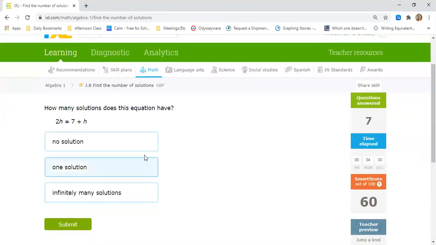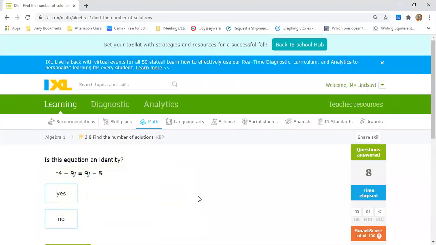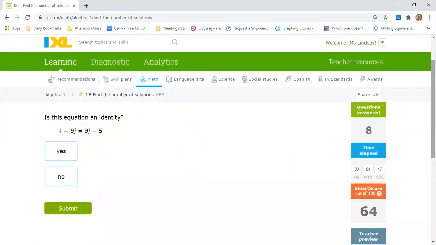Different number of h's on each side is going to end up being one solution. So if you get the hang of that one, it can go pretty fast because you're not actually solving the equations. So here I see 9j on both sides, but negative 4 and negative 5 are not equal. So this is not an identity because those two sides are not equal. This one would be a no solution if they asked how many solutions.